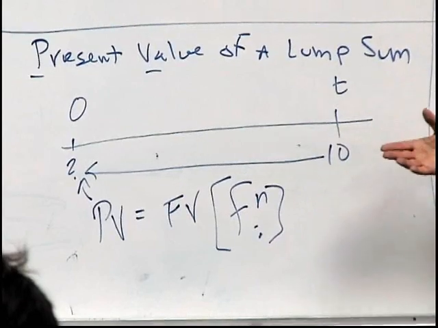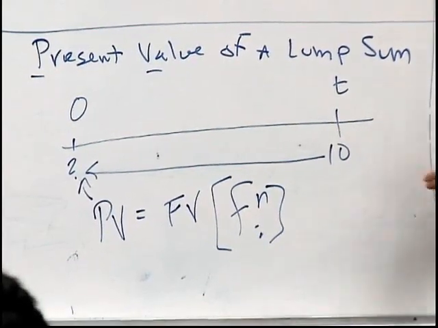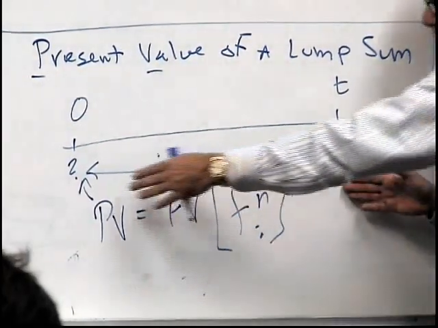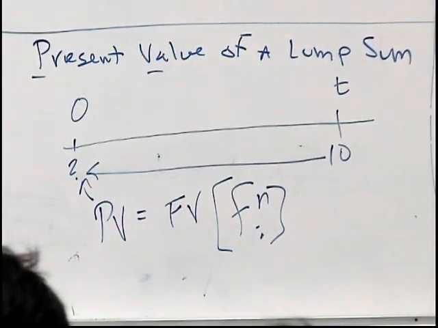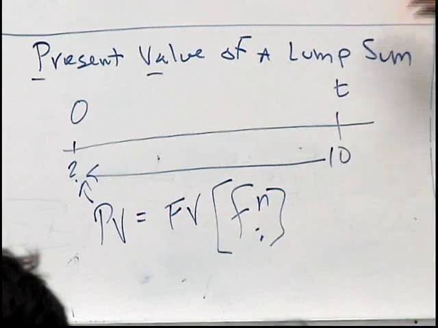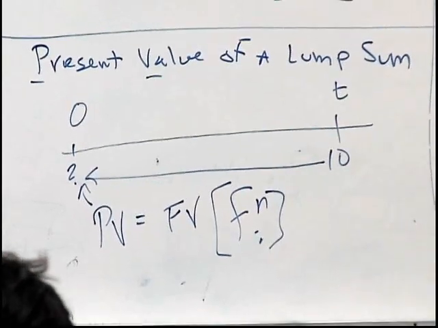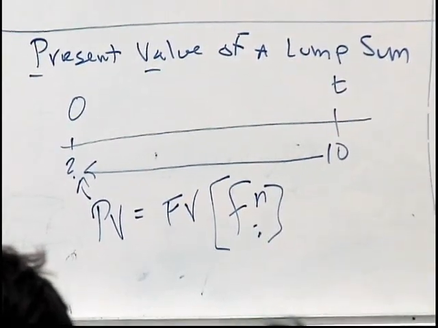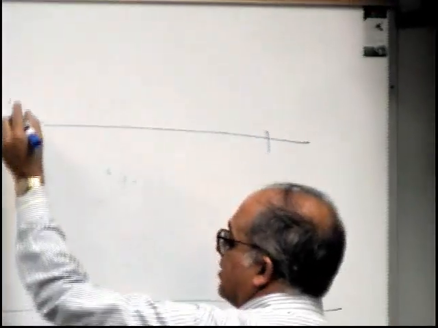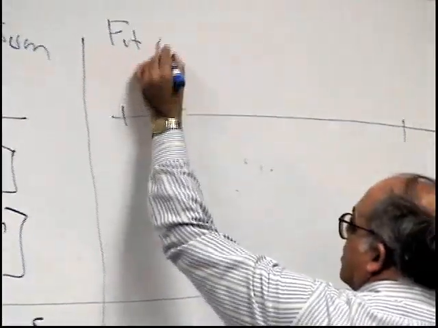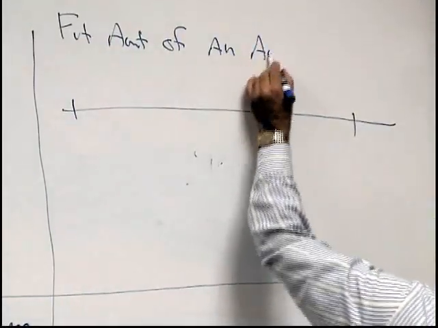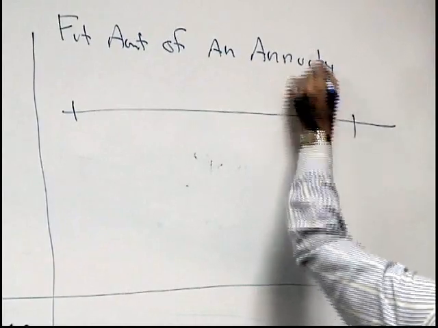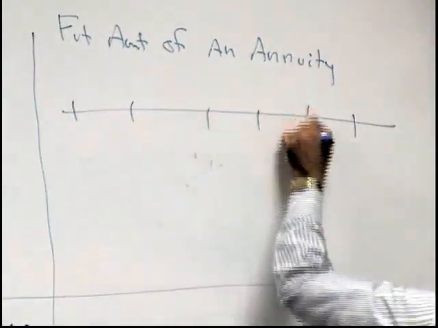There's various factors. Are we going forward in time? Are we in the future, trying to calculate back to the present? This factor here would be a different factor than that factor there. I can use some examples. The next situation deals with a series of payments. This would be the future amount of an annuity. An annuity is a series of payments equally spaced over time.